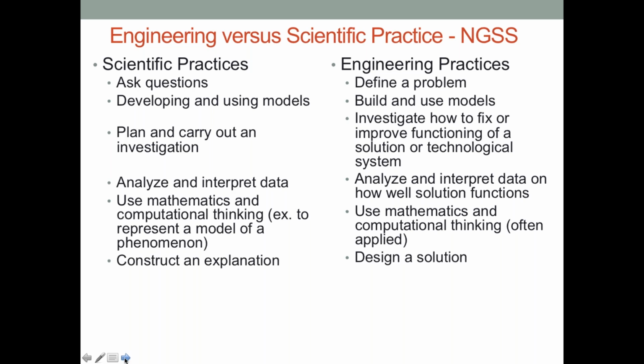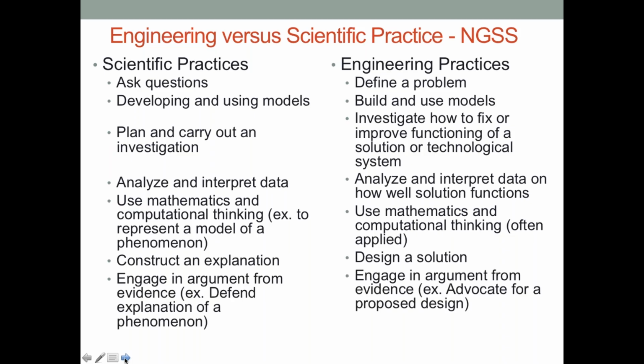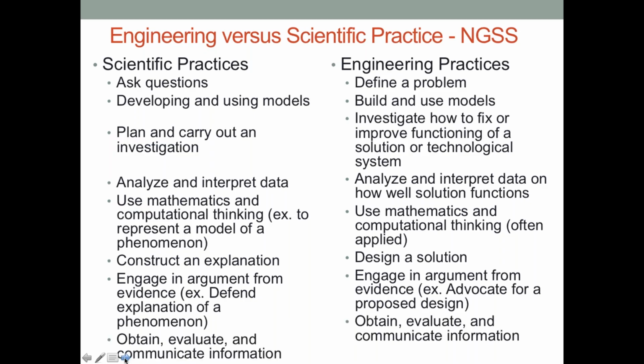Scientists construct an explanation from what they are doing. Engineers design a solution to a problem. Scientists engage in argument, and so do engineers, both from evidence, but scientists tend to use this to defend an explanation of a phenomenon, whereas engineers might use it to advocate for a proposed design. And they both obtain, evaluate, and communicate information, although their audiences are often different.